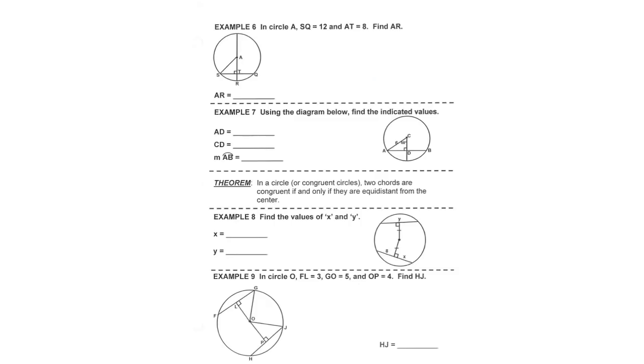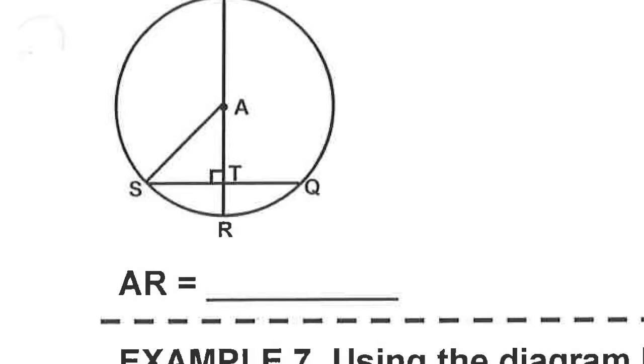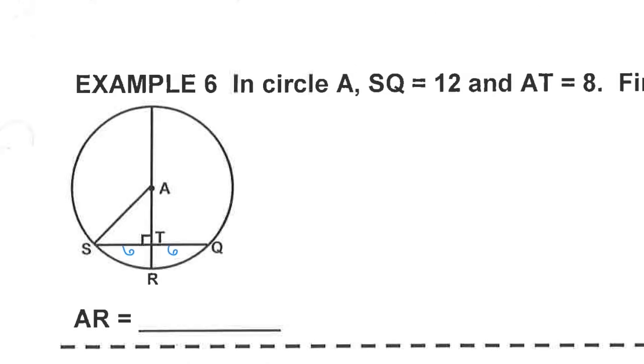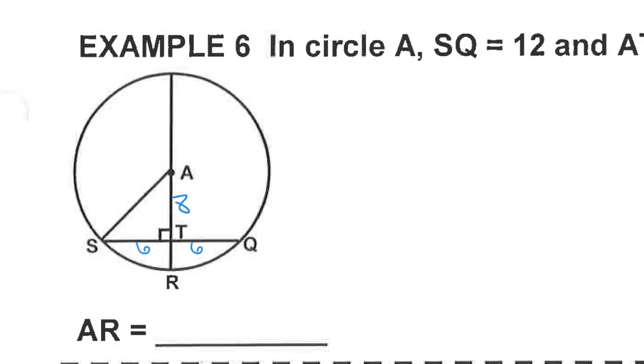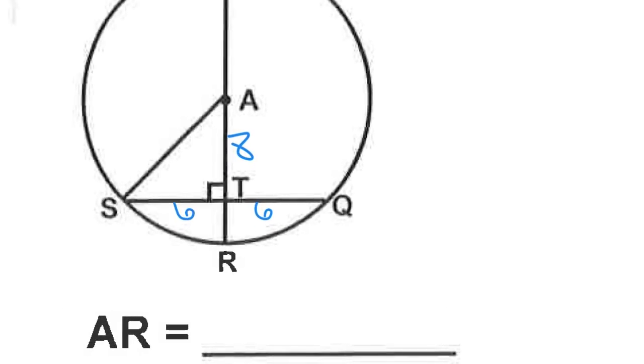Sorry. It says in circle A, SQ is 12. So I'm going to put 12, but really I'm just going to write 6 and 6. It makes it a little bit easier, I think. It says A to T is 8. It wants us to find A to R. So I want to know this whole length right there.